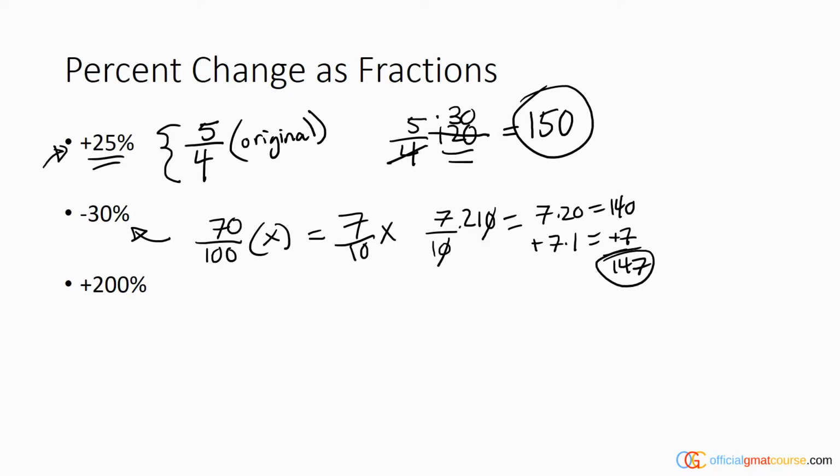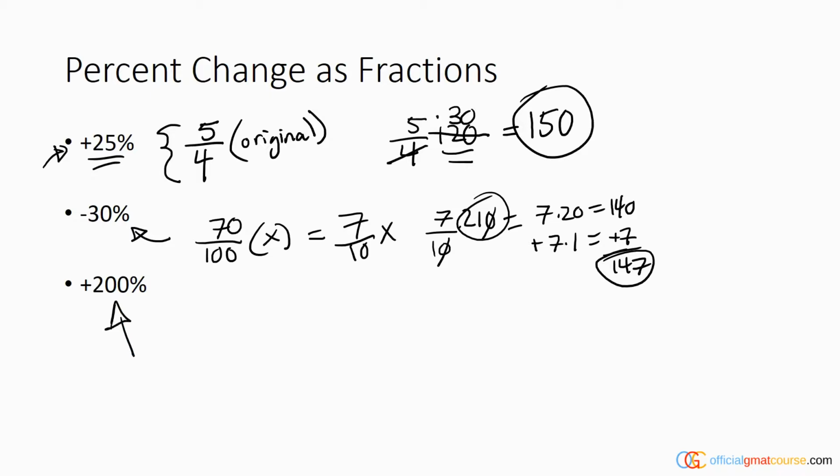So 70% of 210 is equal to 147, and you can see why working with fractions is going to be easier than working with percentages when you're trying to do the math like this, because it allows you to cross cancel stuff, and the GMAT will give you easy numbers to cross cancel with.